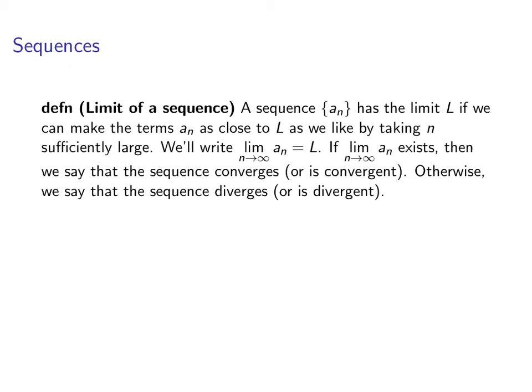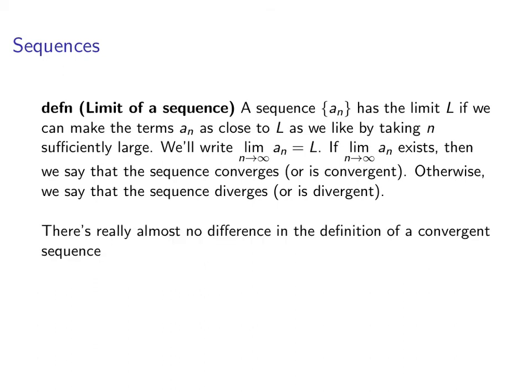So we'll take this as a definition of a limit of a sequence. A sequence a sub n has the limit L if we can make the terms a sub n as close to L as we like by taking n sufficiently large. So we're going to write the limit as n goes to infinity of a sub n equals L. If that limit exists, then we're going to say that the sequence converges, or we'll say that it is convergent. Otherwise, we say that the sequence diverges, or is divergent.